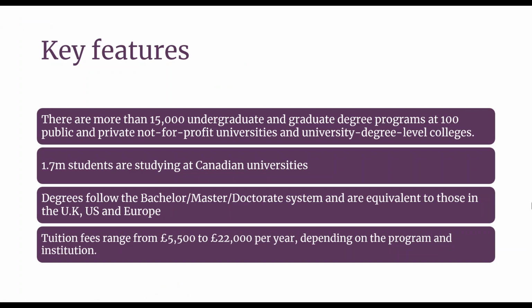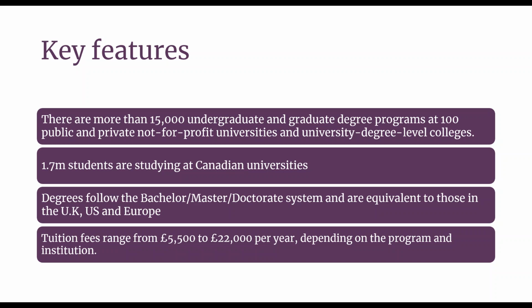So beyond that, what other key features have we got? Well, actually, a vast sector here, a really, really big sector with many, many students going through it every single year. So the key things we're looking at, we've got a huge number of undergraduate and graduate degree programs. So 15,000 programs to study at the undergraduate or graduate level, and 100 public and private not-for-profit universities or university degree level colleges. And I'll touch on that difference later on. We've got about 1.7 million students studying at Canadian universities. So it's a significant sector bringing people from all around the world.